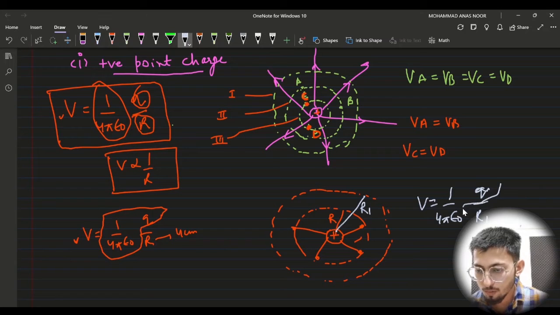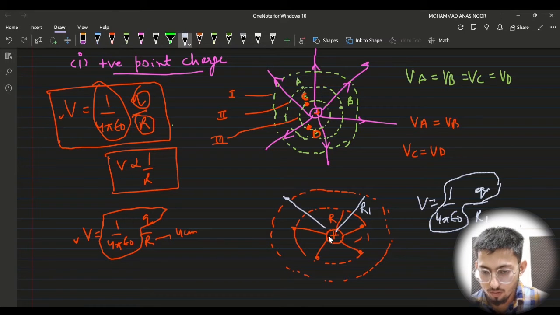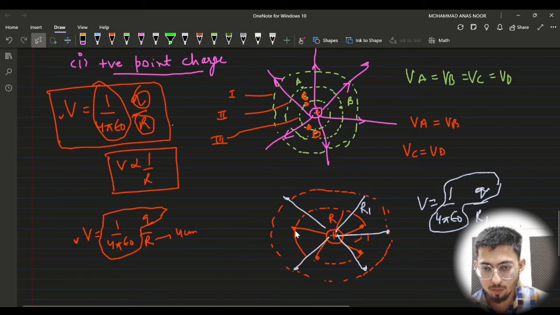Q 1 by 4 pi epsilon naught is constant, and r1 is the same at every point. So there will be the same potential. That's why this circle is the equipotential surface. Potential will be the same at any point on the circle.